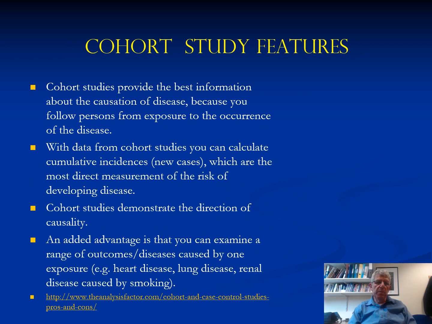Cohort studies provide the best information about the cause of a disease because you are following people from their exposure to some risk factor to the occurrence of the disease later on. With data from cohort studies, you can calculate cumulative incidences, that is, new cases, which are the most direct measure of the risk of developing a disease. Cohort studies also demonstrate the direction of causality. An added advantage is that you could examine a range of outcomes. However, cohort studies are major undertakings. They can require long periods of follow-up, since the disease may occur a long time after the exposure.